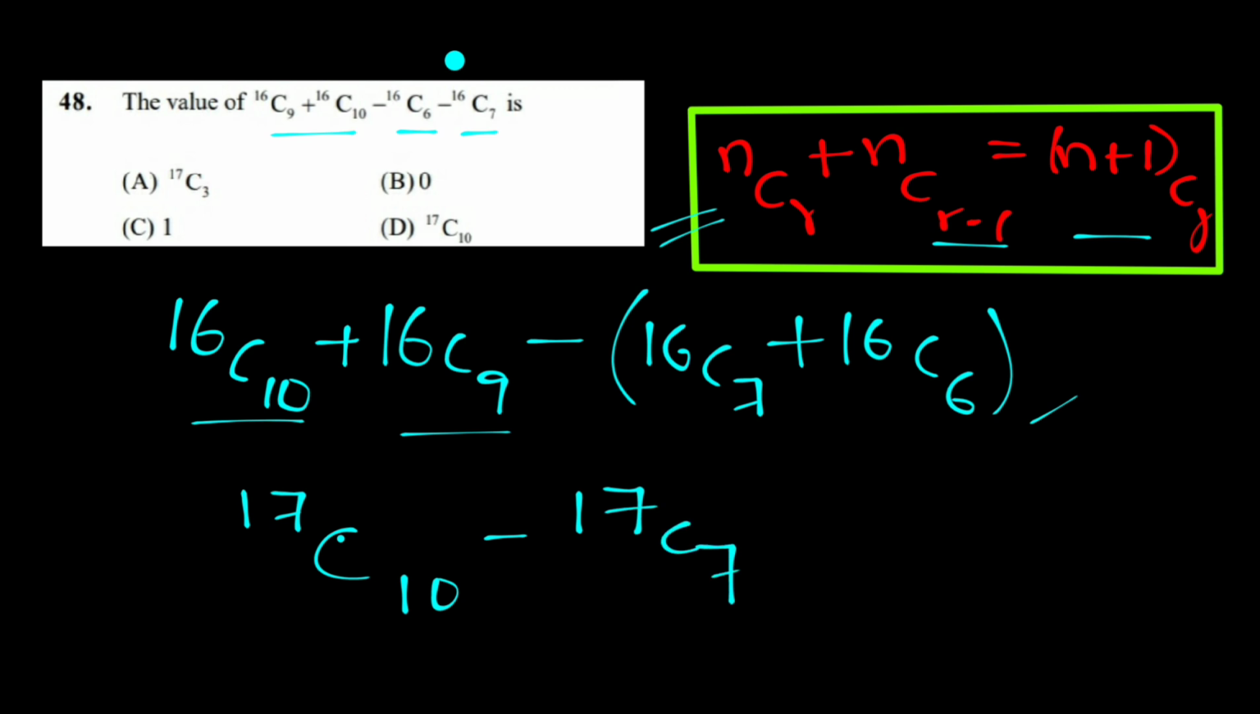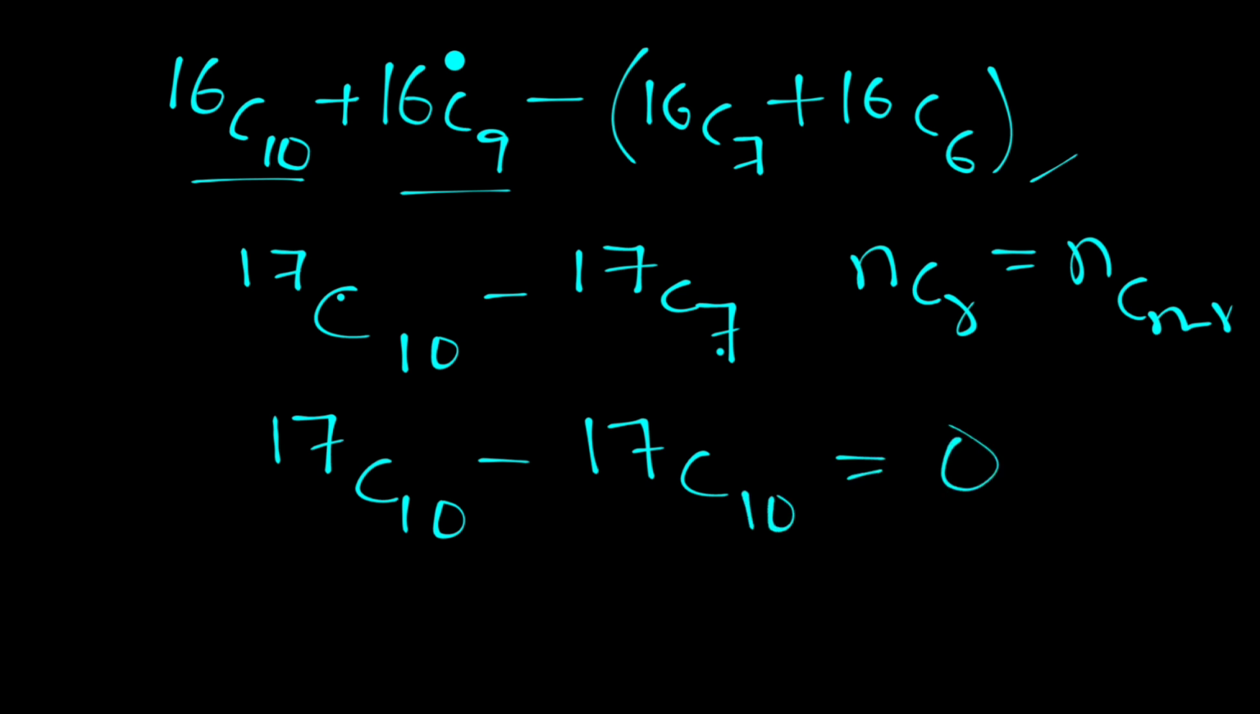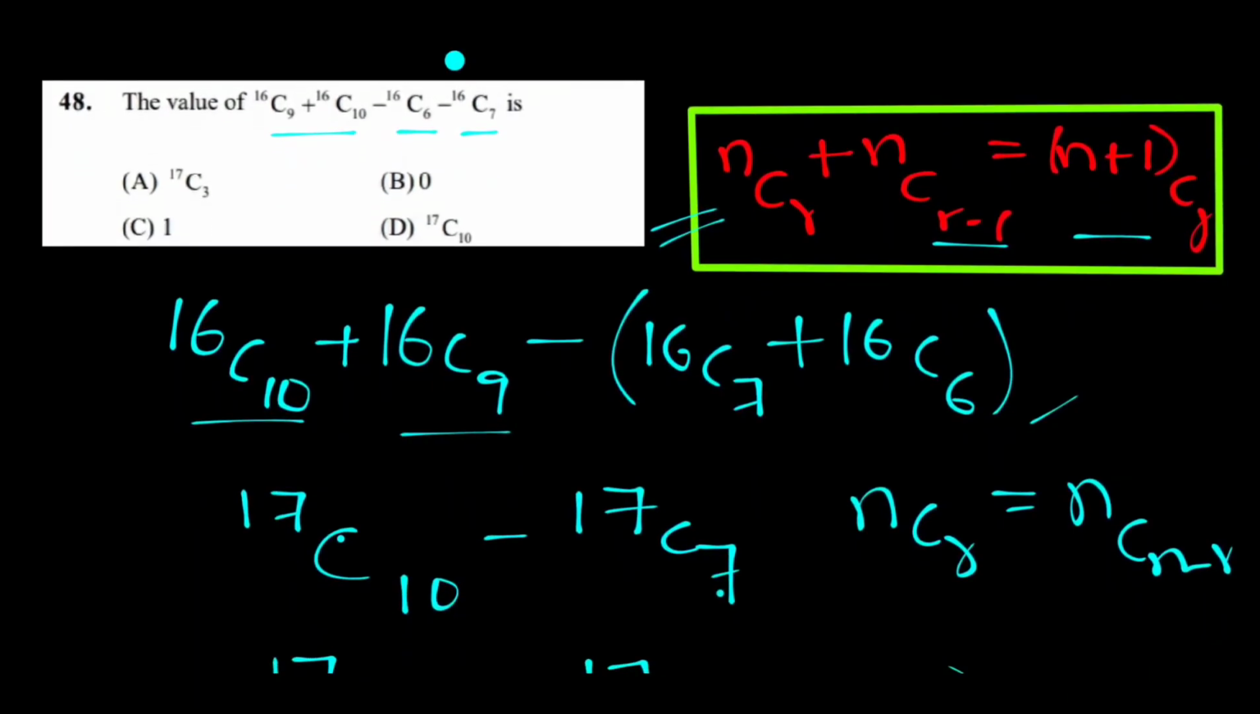Next, one more formula is there: nCr is equal to nC(n minus r). nCr is equal to nC(n minus r). I'll use that formula here: 17C10 minus 17C(minus 7), 17C(minus 7) is the same, that is nothing but 10 you will get. So the answer is 0. So correct option is B.